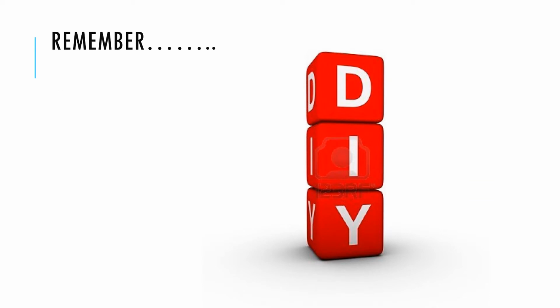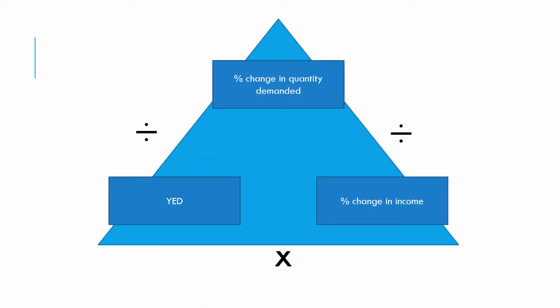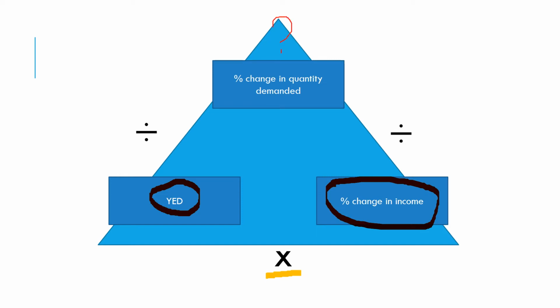A good way to remember demand over income is DIY, like do it yourself. When you're building furniture at home, DIY, D on the top, demand, and Y on the bottom, income. Again, we can use this sort of triangle to calculate bits that we're not sure of. So if we know the income elasticity of demand and we know the percentage change in income, if we multiply the two of them together, then we can work out what is the percentage change in quantity demanded.